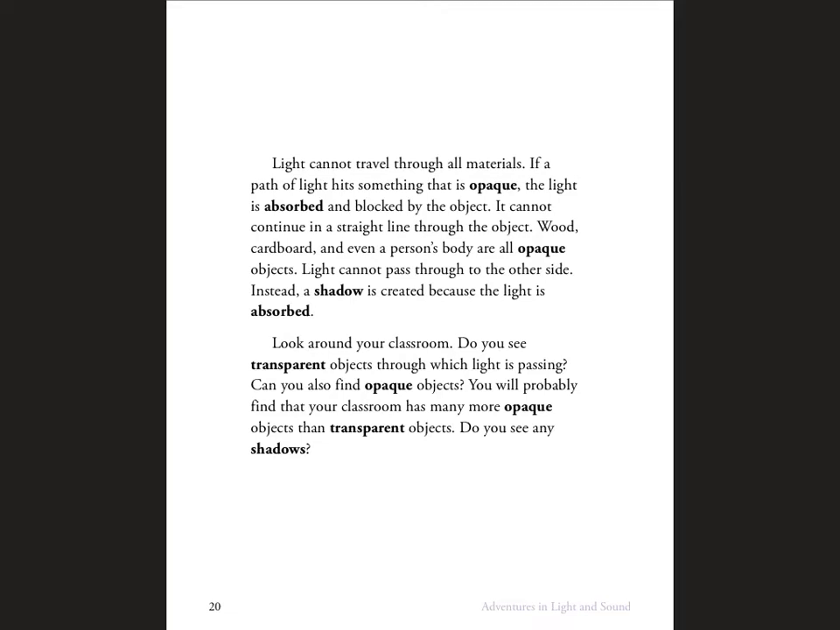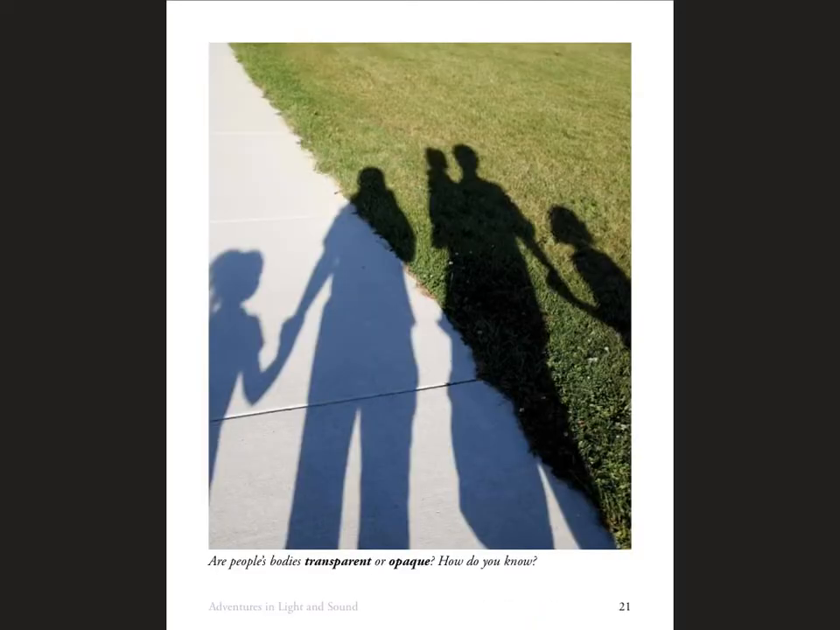Look around your classroom. Do you see transparent objects through which light is passing? Can you also find opaque objects? You will probably find that your classroom has many more opaque objects than transparent ones. Do you see any shadows? Are people's bodies transparent or opaque? How do you know?